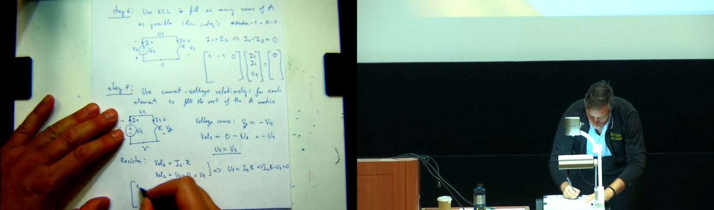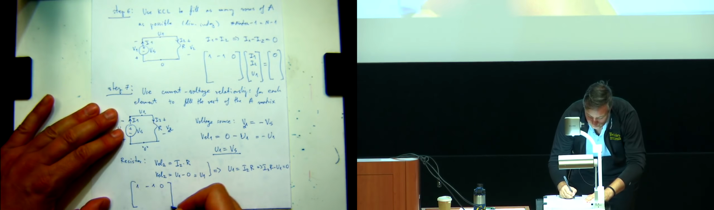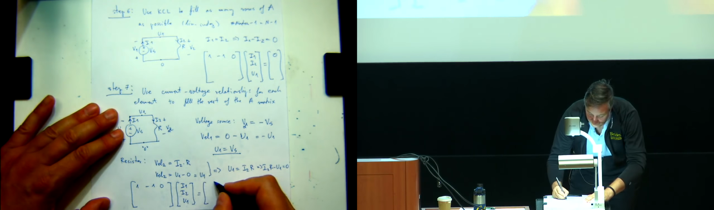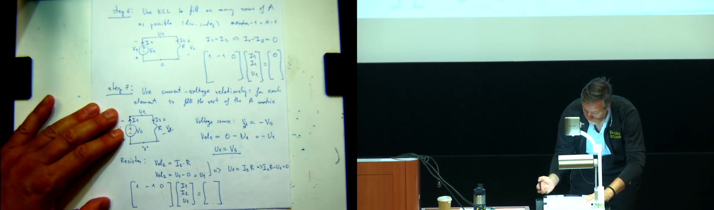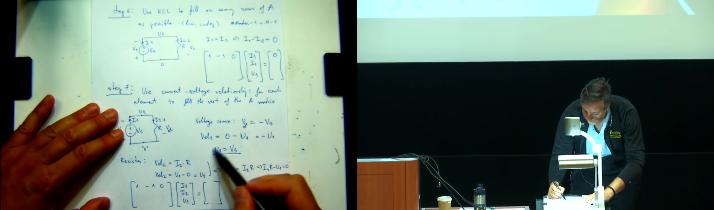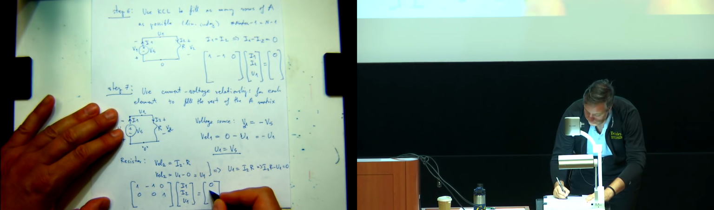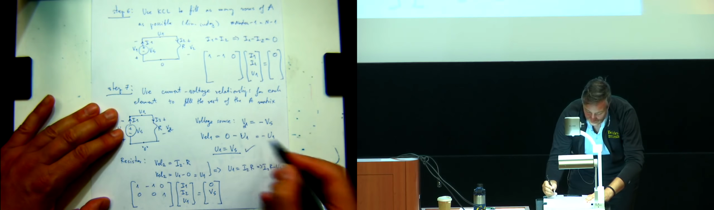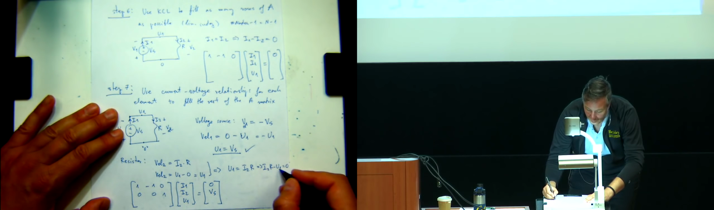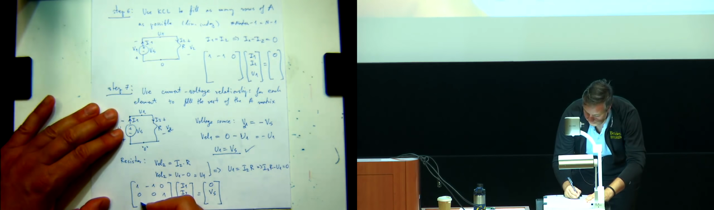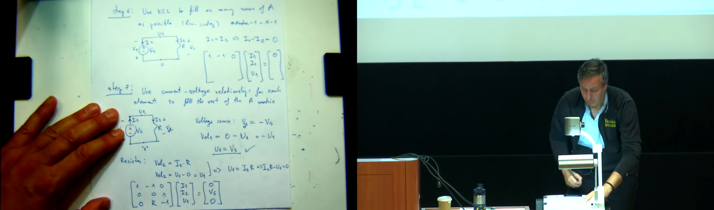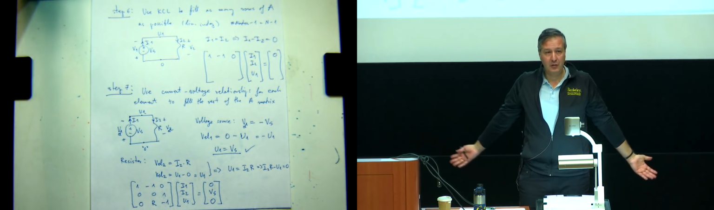Okay, so let's just write the matrix. We have 1, minus 1, 0. I1, I2, U1 equals. So from this one, 0, 0, 1 equals Vs. Right, so that's this one. And then we're writing I2R minus U1. So we get 0, R, minus 1, and that equals 0. Voila. This is our system of equations.